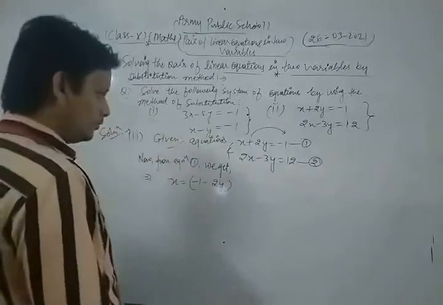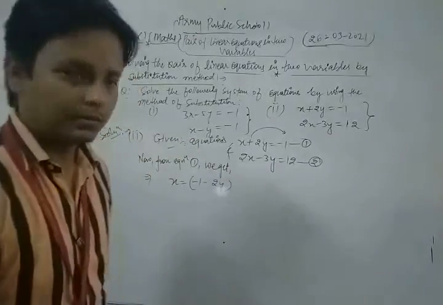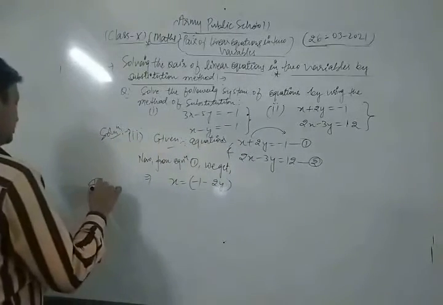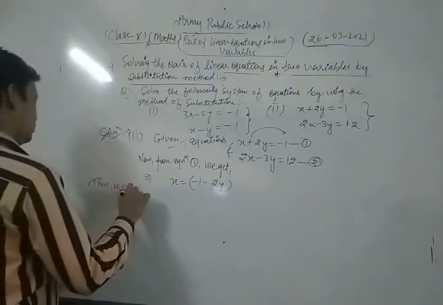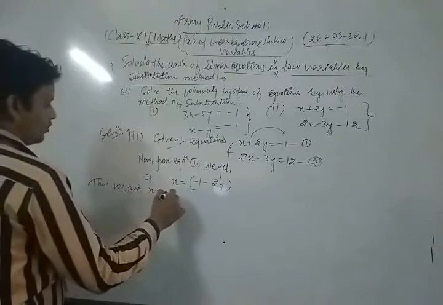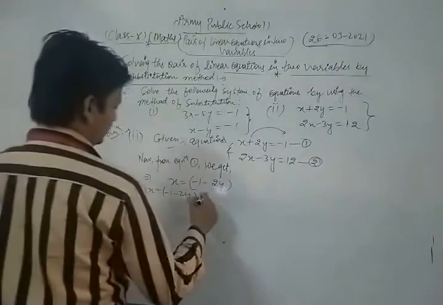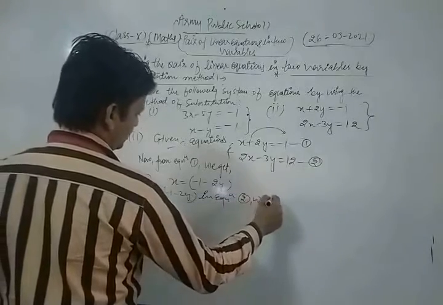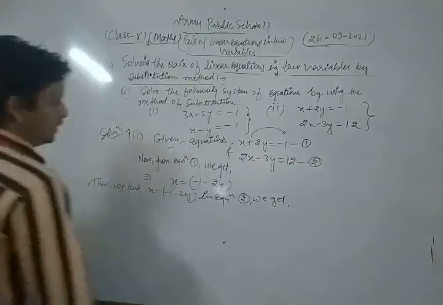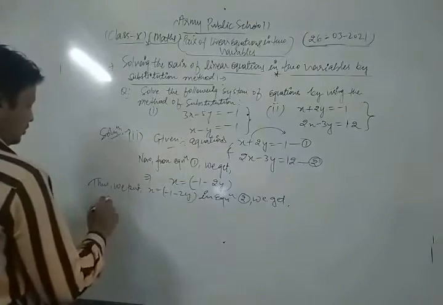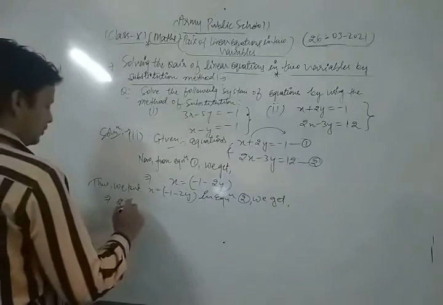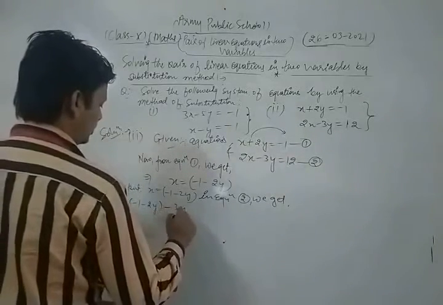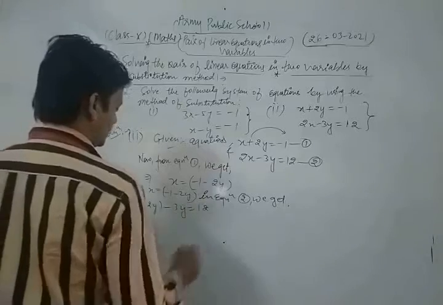Now we put the value of x in equation 2. We put x is equal to minus 1 minus 2y in equation 2, and we get 2 into minus 1 minus 2y, minus 3y is equal to 12.